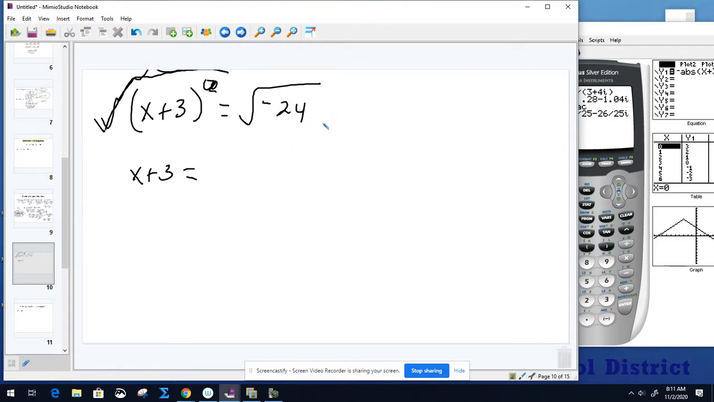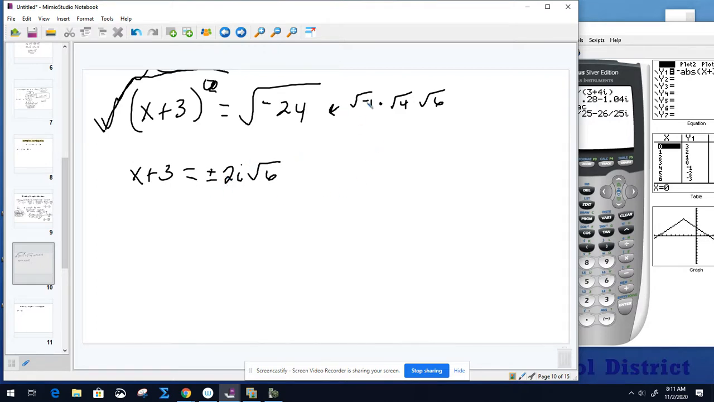How does this simplify? Going back to the last video, remember we can rewrite this as the square root of negative 1. And then I want to look for a perfect square factor, which is square root of 4 and square root of 6. So this is really the same exact thing as writing 2i square root 6. And again, because I took the square root of both sides, the answer is going to become plus or minus.